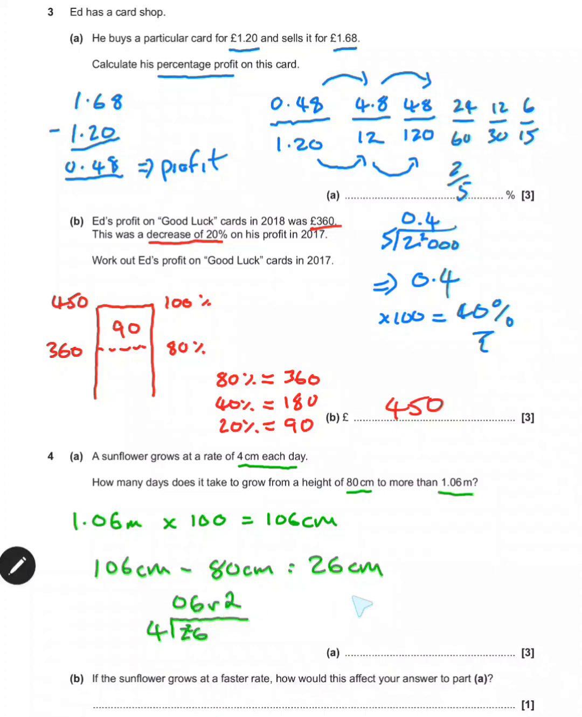It's going to be 6 and a bit days, and it actually says more than this, so it's got to be 7 days. Part B says if the sunflower grows at a faster rate, how would this affect your answer to part A? Well, if it's growing at a faster rate, it would take less days.